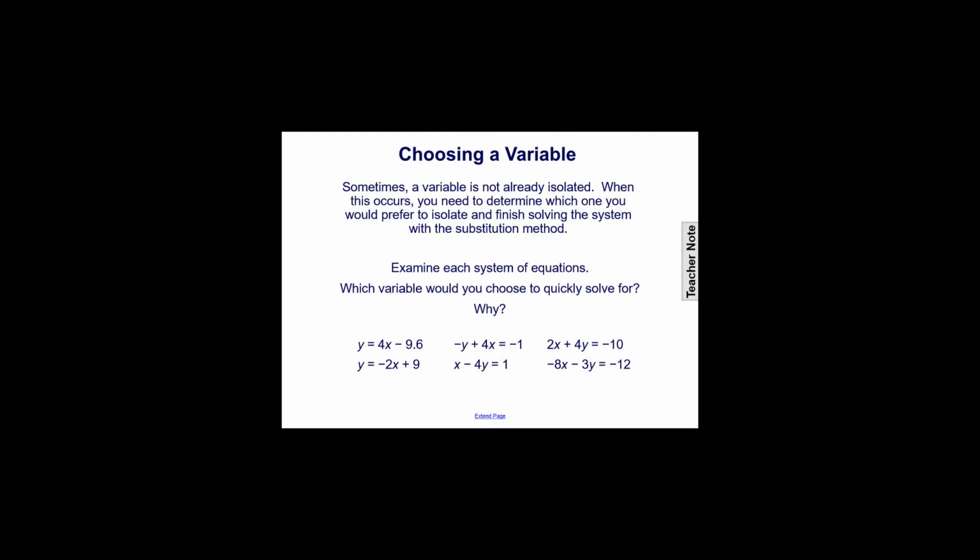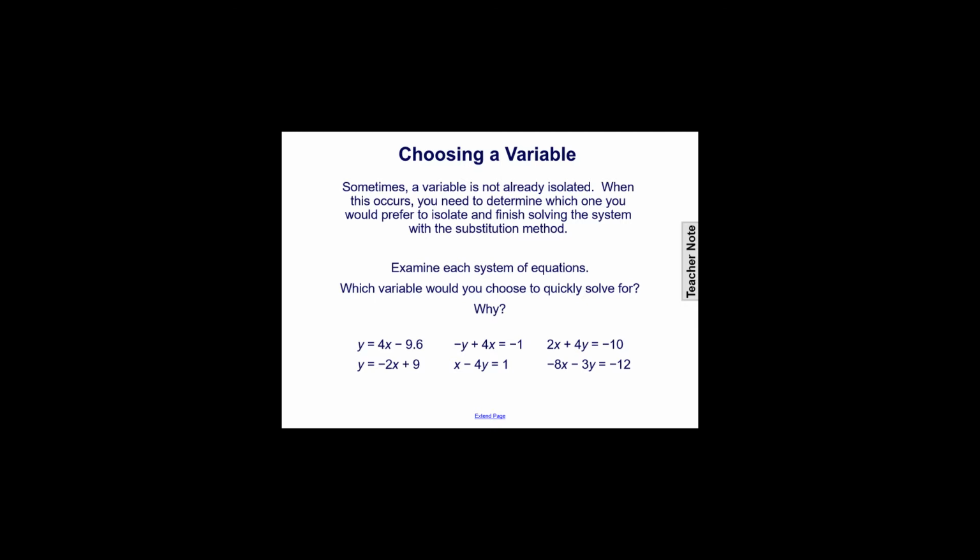Sometimes a variable is not already isolated. When this occurs, you need to determine which one you would prefer to isolate and finish solving the system with the substitution method. So examine each of these systems of equations. Which variable would you choose to quickly solve for and why?